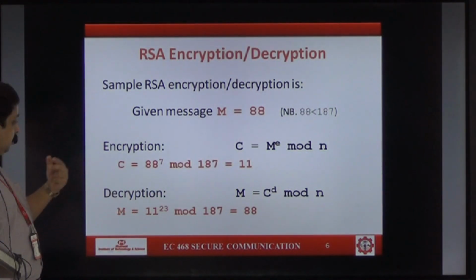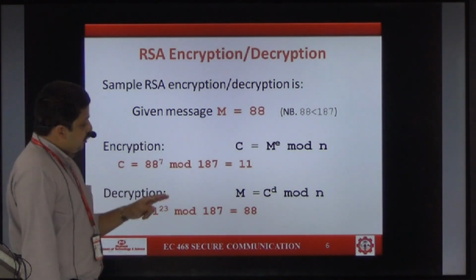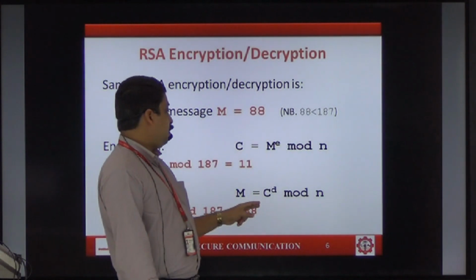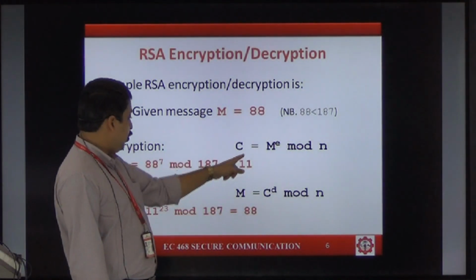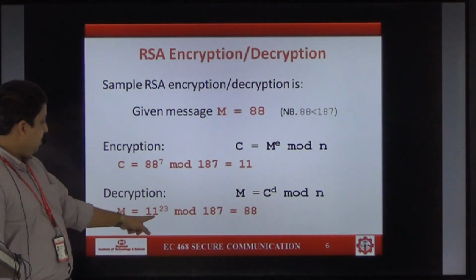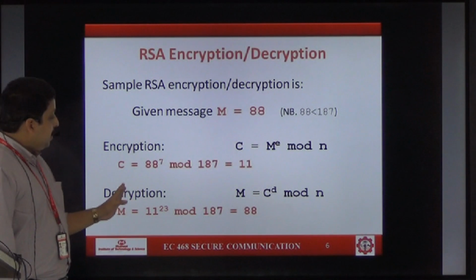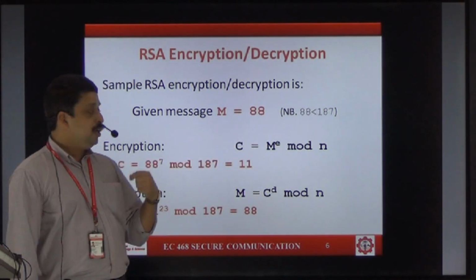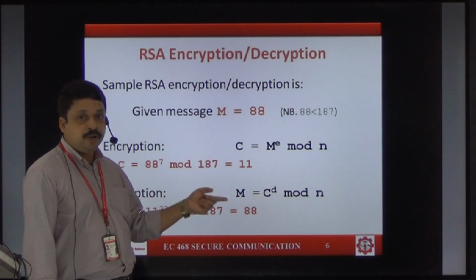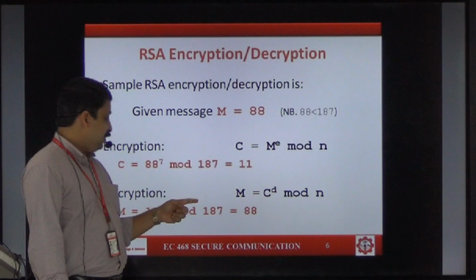Now for the decryption, we will be using the equation M is equal to the ciphertext raised to the power D mod N. The C value that we computed is 11. 11 is raised to the power 23, that was the value for D, and we will be getting the value 88. So we started with 88, the encrypted value was 11, and when you perform the decryption you get 88 as the result.